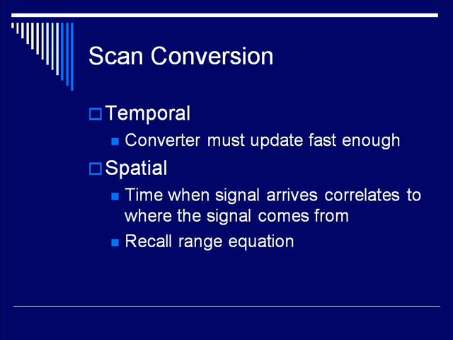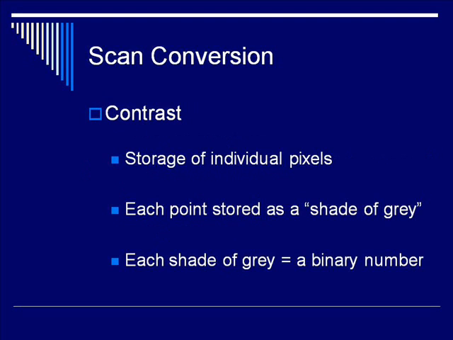We also need to digitize spatially. Each portion of that voltage correlates to a pixel. A pixel is not infinitely small, so we convert this using the range equation, which you should be able to recall from our previous lectures. Again, the time when the signal arrives correlates to how far away the signal is, and using that we can calculate precisely where in space we're converting from, and then we can digitize that number.